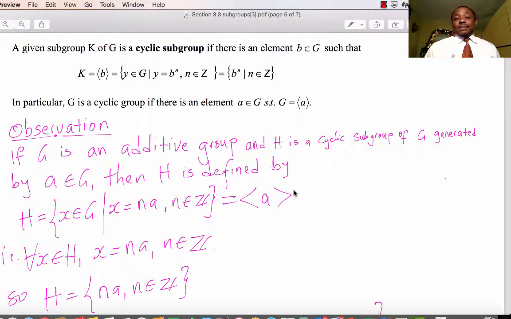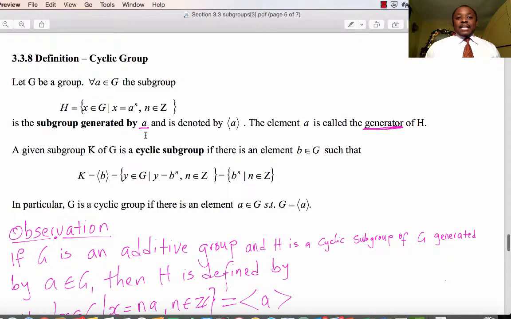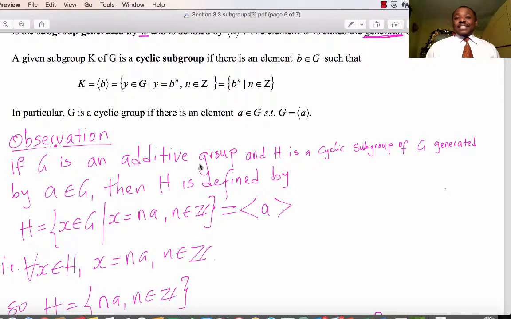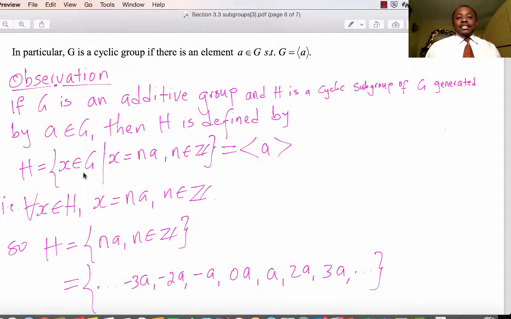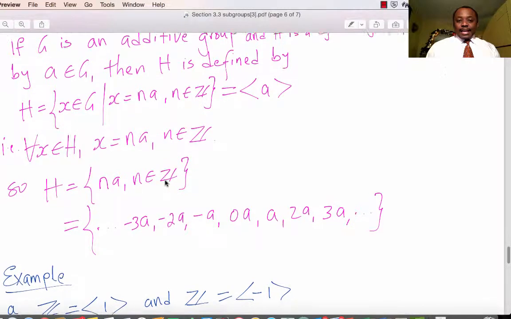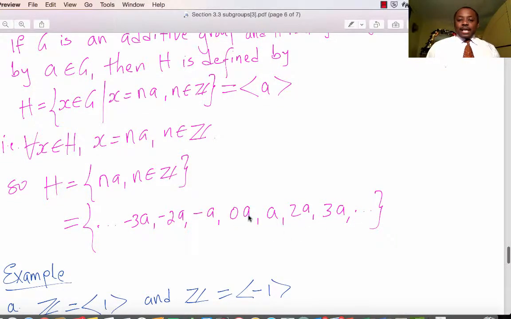Now, we have shown that if G is a multiplicative group and H is defined as follows, then H is a subgroup of G. Now, I want you to prove that if G is an additive group and H is defined as follows under the operation addition, H is a subgroup. Now, if H is defined as the set of all x in G such that x equals na, then we are saying that if I pick any element x in H, I can always write the element as na for some integer n. In other words, H is the set of all elements of the form na, where n is an integer. And I can open that up, and that would be 0 times a, 1 times a, 2 times a, 3 times a, negative 1 times a, negative 2 times a, negative 3 times a, and so on and so forth.